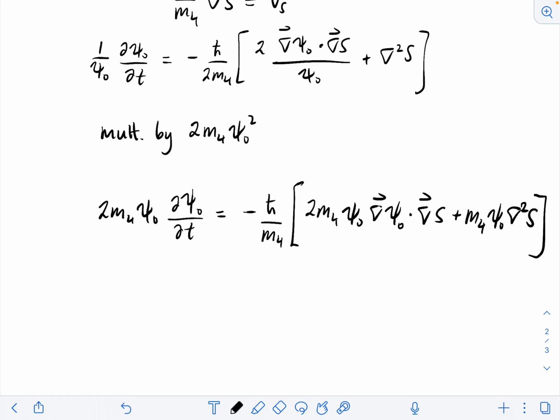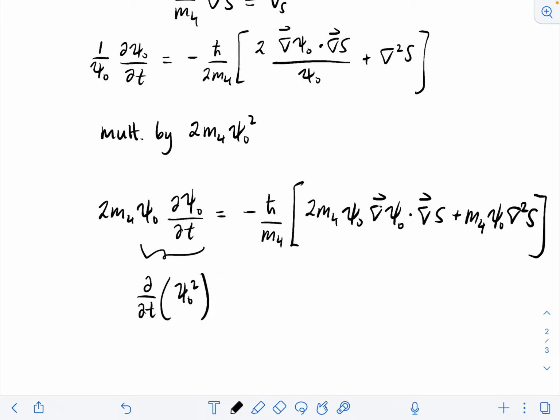Okay, so what we could do then is rewrite phi 0 times d phi 0 dt as d by dt of phi 0 squared.